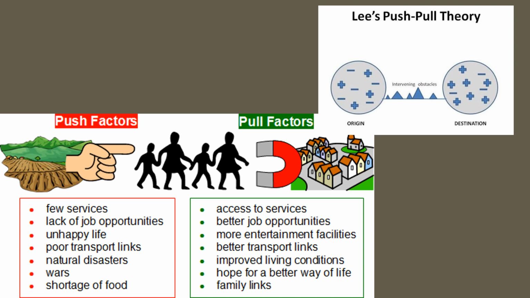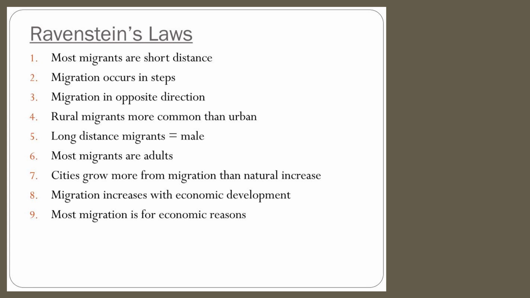Another theory we covered in class, remember, was Lee's push and pull theory. Don't overcomplicate that. That is just reasons people are pushed out of a place or pulled into a place, and don't forget about intervening obstacles. And then last, maybe refresh your memory with Ravenstein's laws. These are the 9 laws of migration, and where we see things like most migrants are traveling short distances, most people migrating are going to be young males, and so forth. So don't forget about those.